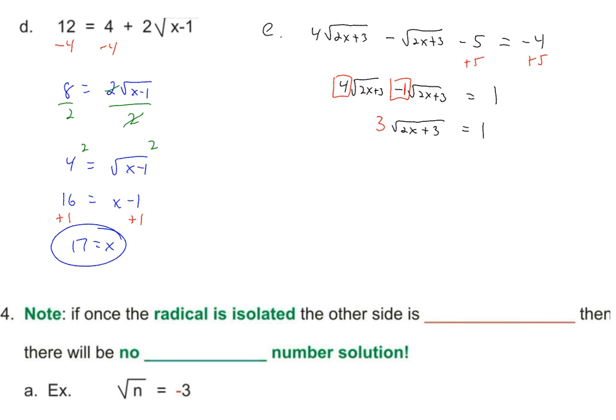Amber, what do you want to do next? Divide both sides by 3. I would agree. Let's divide the left by 3 and divide the right by 3. See, the difference here, Colby, is there's only one thing on the left. This is all one thing. And before there were 2, and that's what messed us up.